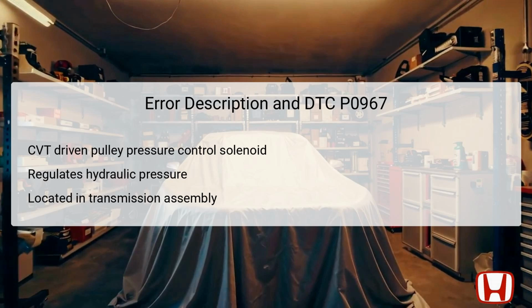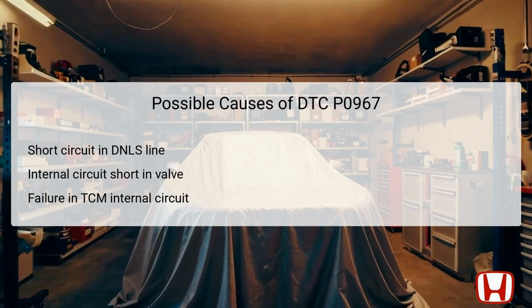The solenoid valve is designed to respond to signals from the TCM, ensuring that it receives the appropriate hydraulic pressure required for various driving conditions. An issue with this component, such as a high circuit signal, leads to the triggering of DTC P0967. Identifying the possible causes of DTC P0967 is critical for targeted troubleshooting.